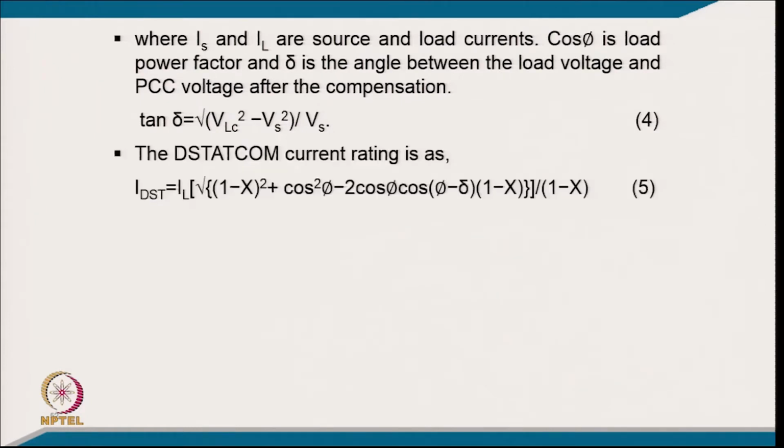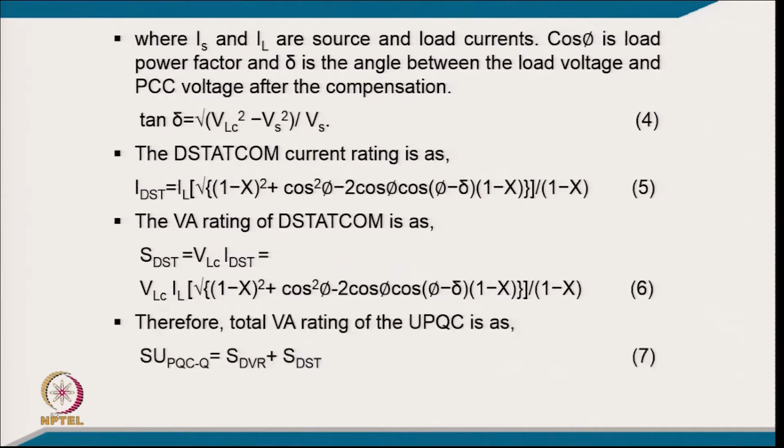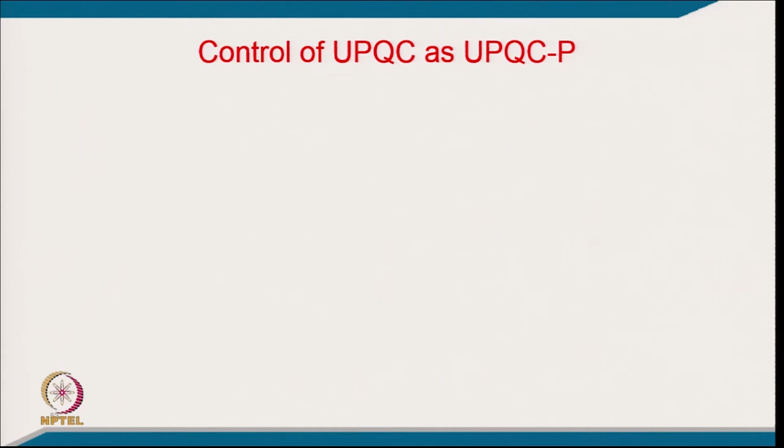The D-STATCOM current rating can be I D-STATCOM equals IL times the square root of 1 minus X squared plus cos squared phi minus 2 cos phi minus delta, and 1 minus X divided by 1 minus X. So, that is the typical rating of the D-STATCOM in terms of load current rating, and the VA rating of the D-STATCOM is VLC times I D-STATCOM. So, you can keep the value of I D-STATCOM, and this is the typical VA rating of the D-STATCOM, and therefore the total rating of UPQC will be equal to S DVR plus S D-STATCOM.